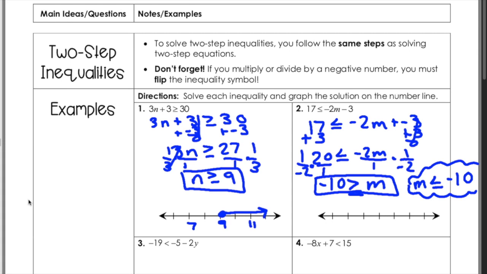So if negative 10 is greater than or equal to m, that means that m is less than or equal to negative 10. So I'm going to have negative 10 here, make this negative 8, negative 12, less than or equal to is going to be to the left. So anything less than or equal to negative 10 can be m. All right, let's take a look at number 3.